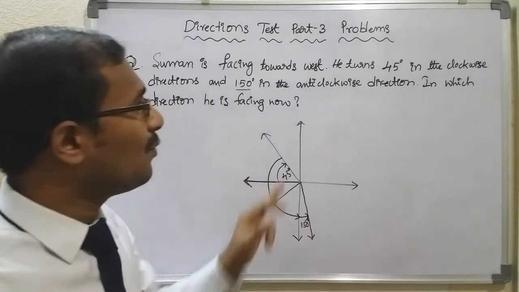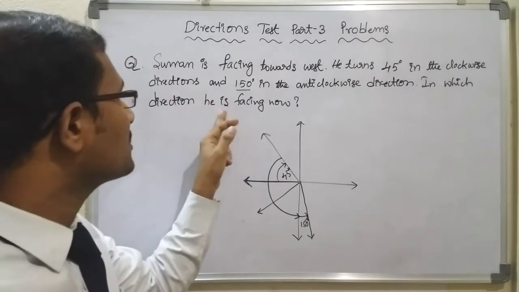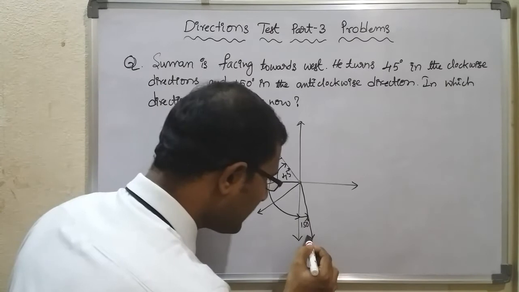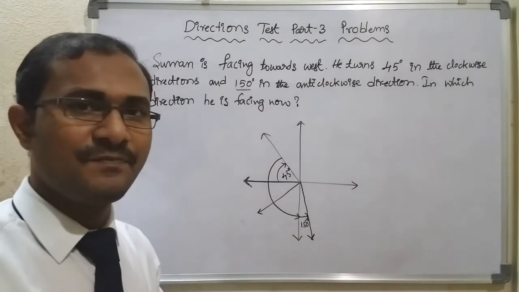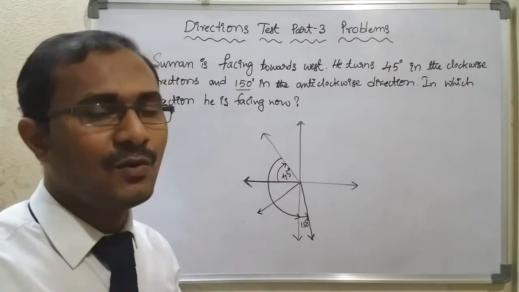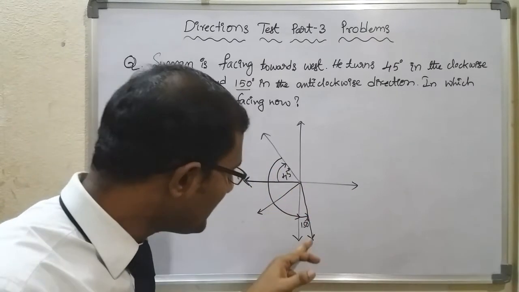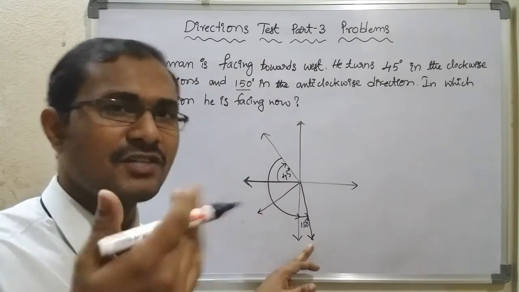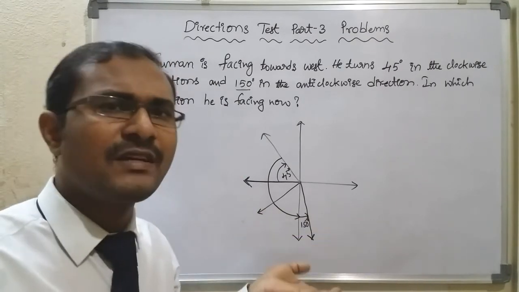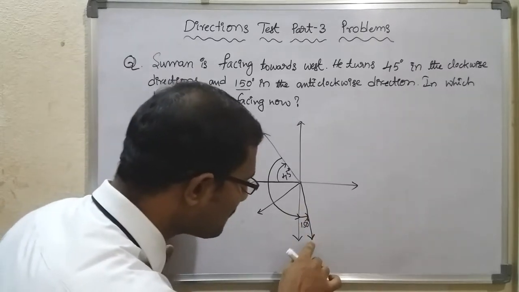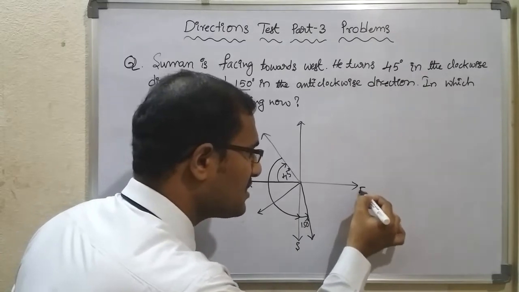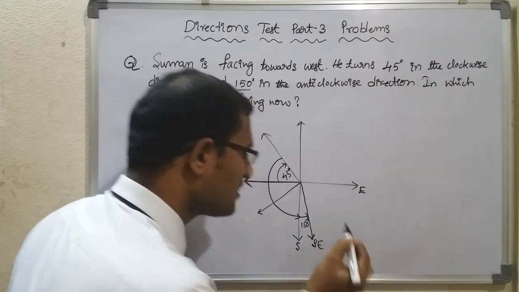Now what do we need to find out? In which direction he is now facing. Now see, the line is indicating the person. In the beginning we considered one line in place of the person. Now the line itself is indicating the direction of the person, because in place of the person we have considered one line. So now the last line is facing towards which direction? As the line is in between south and east, this direction has to be southeast.